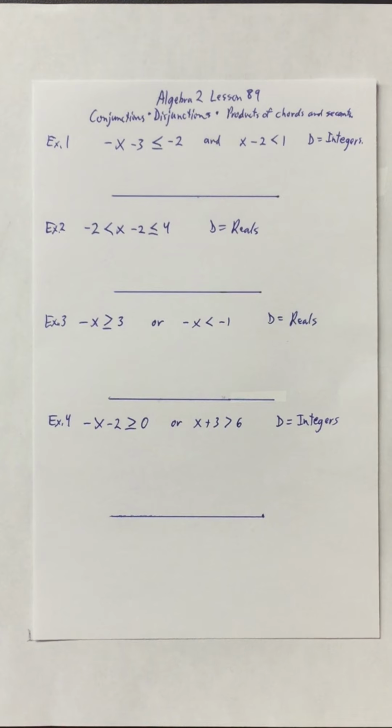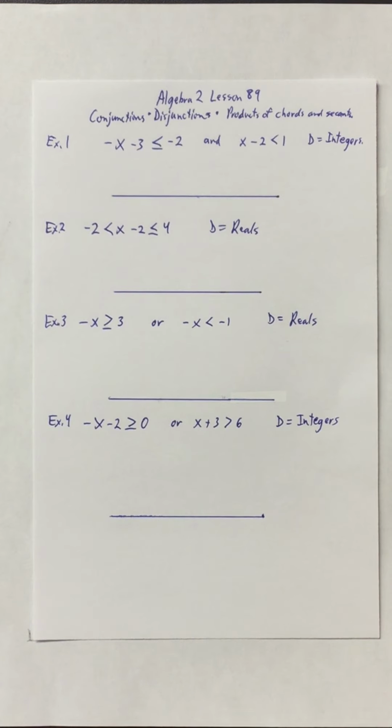Two parts to this lesson. First of all is graphing conjunctions and disjunctions. And then the second part is working through chords and secants to be able to find an answer. All right, let's look at the first part here.